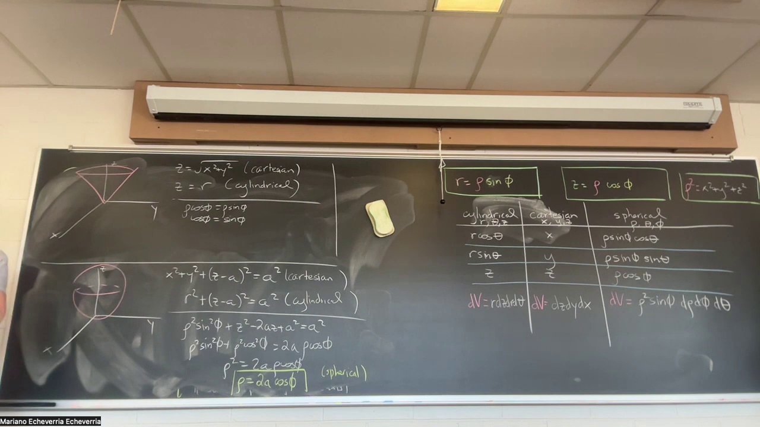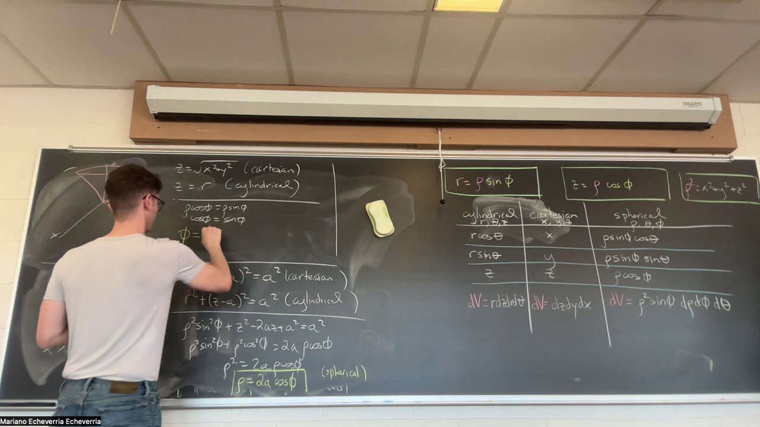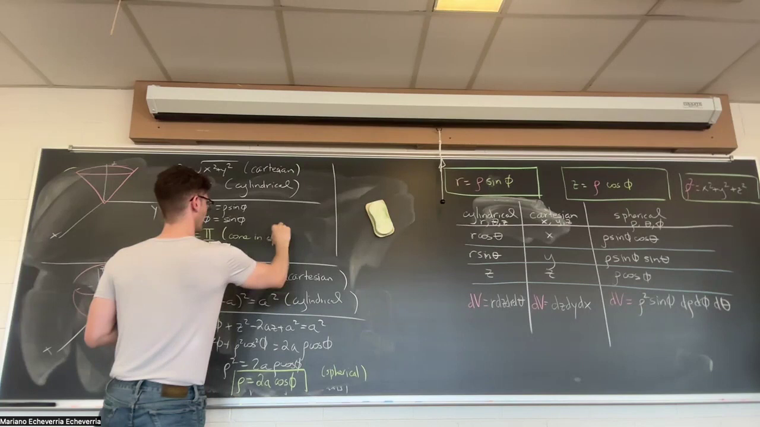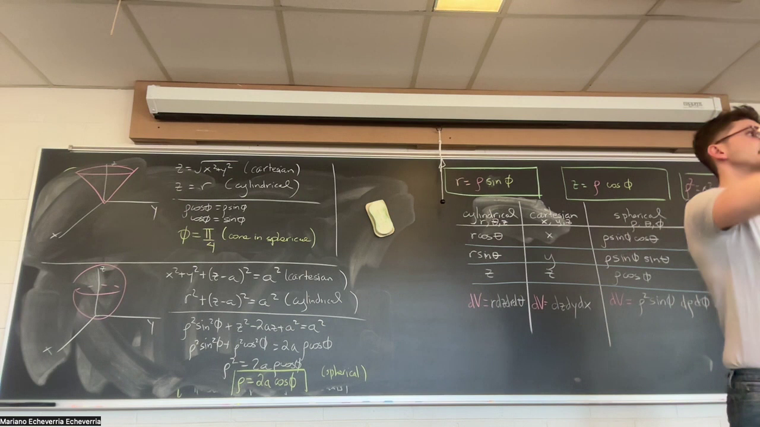And so when is the cosine equal to the sine? In spherical, phi goes from 0 to pi. So when is sine equal to cosine from 0 to pi? Just at pi over 4. So phi equals pi over 4 is the entire equation of the cone in spherical. So the equation of this cone in spherical is just phi equals pi over 4. Because what that means is that the cone consists of all the points at an angle pi over 4 from the north pole, which makes sense if you start thinking about it.